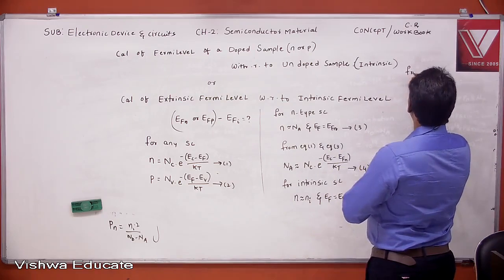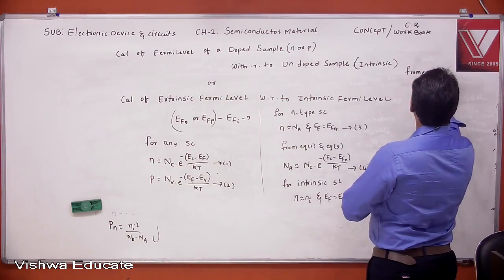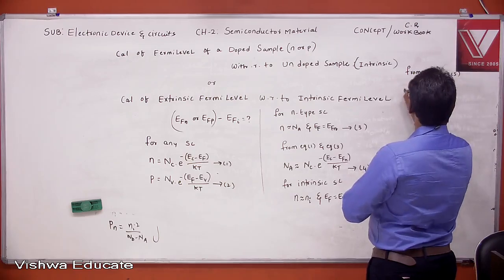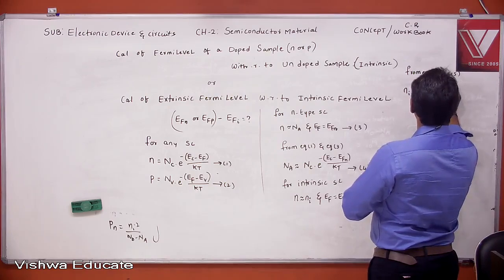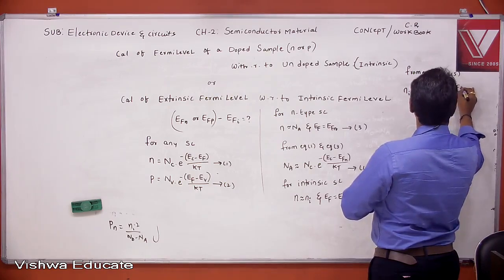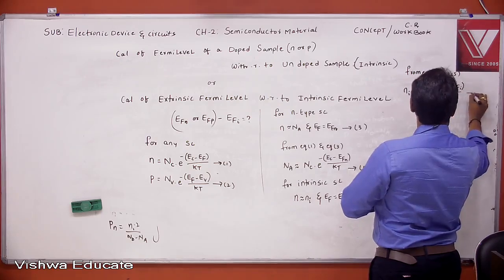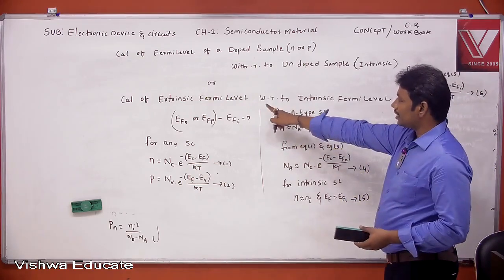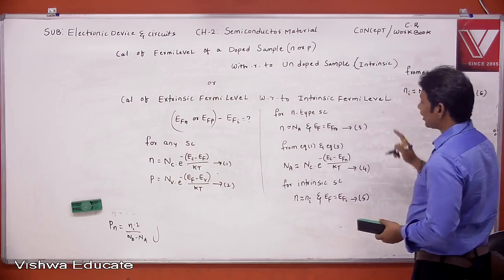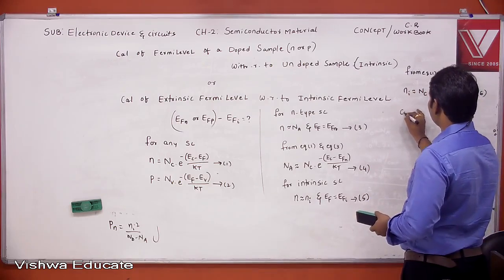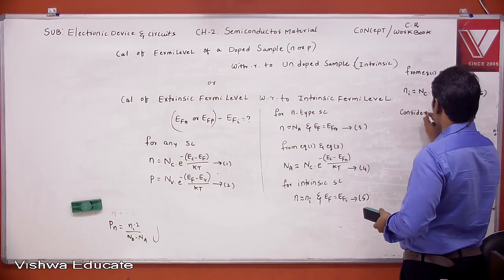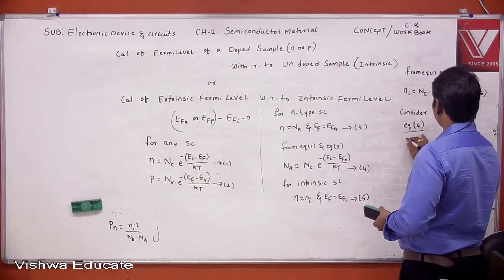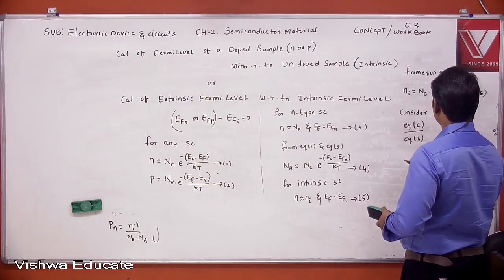Now from equation 1 and 5, Ni is approximately equal to Nc into e power (Ec minus EFI) by kT. Now this is equation 6, right? Now here what do we want to calculate? Extrinsic Fermi level with respect to intrinsic. For calculation of this one, consider like this: equation 4 by equation 6, right?